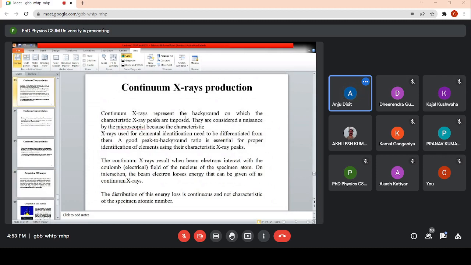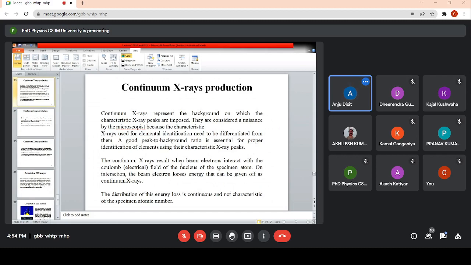Continuum X-rays represent the background on which the characteristic X-rays are superimposed. So they are considered a nuisance by a microscopist, because the characteristic X-rays used for elemental identification need to be differentiated from them. A good peak to background ratio is essential for proper identification of elements using their characteristic X-rays.